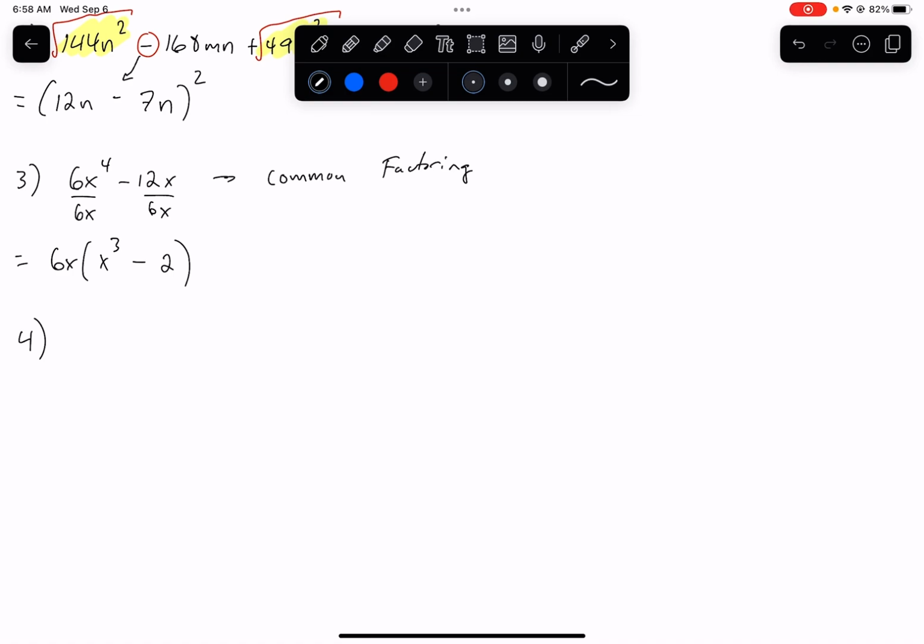Okay, number 4 says we're going to get 9x to the power of 4 minus 16y squared. Okay, this is a little bit of, again, recognition, right? We're going to call this a square and that a square, and those two squares are separated with a subtraction sign. So we're going to see a difference of squares.